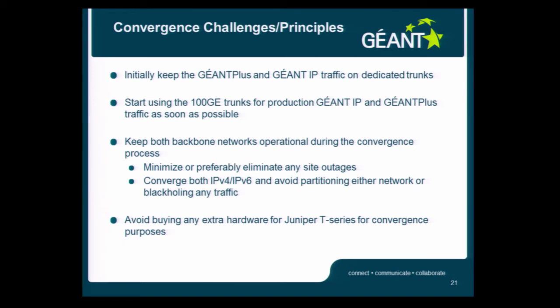In the process of convergence, obviously from an operations point of view, we wanted to keep both the networks operational, no black holing of the traffic, and converge both IPv4 and IPv6. I'm glad to say that we did the convergence without any major outages or black holing the traffic. And we also didn't want to buy any hardware for T series because we already had quite a lot of interfaces on the Juniper MXs. So we wanted to avoid buying more expensive hardware for the convergence purposes.